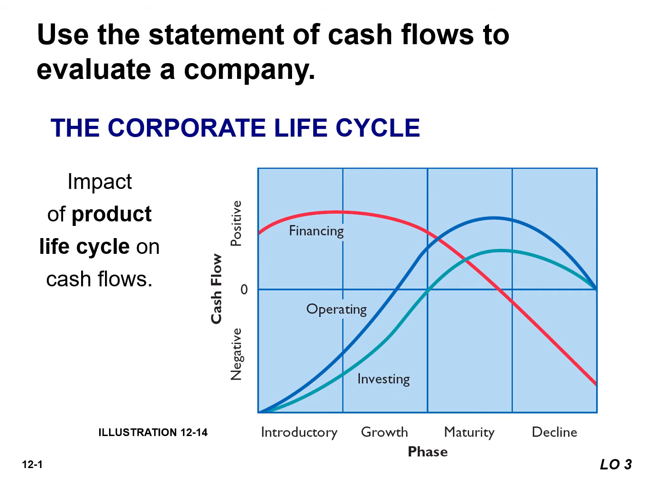During the maturity phase, cash generated from operations exceeds investing needs. In the maturity phase, the company starts to pay dividends, retire debt, and buy back stock.